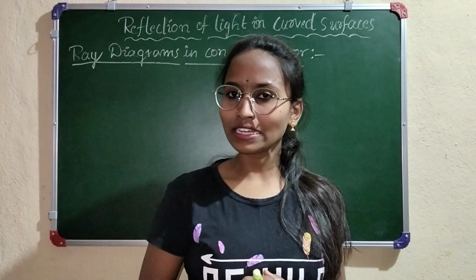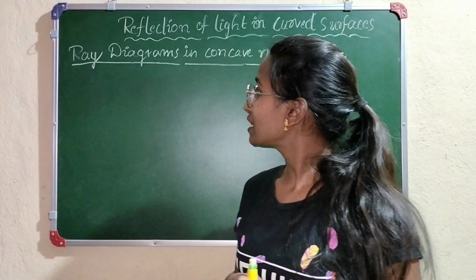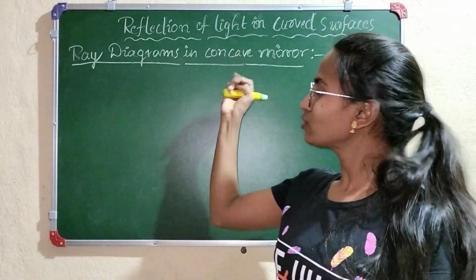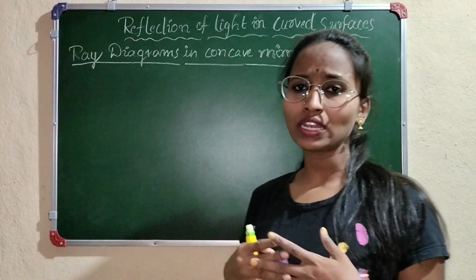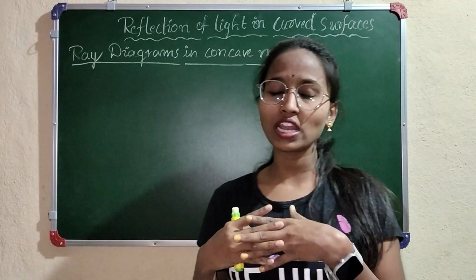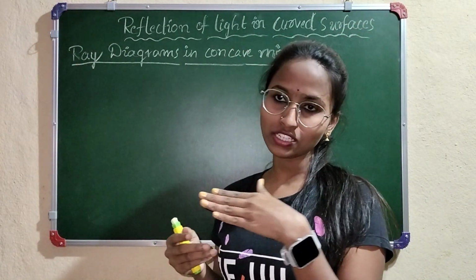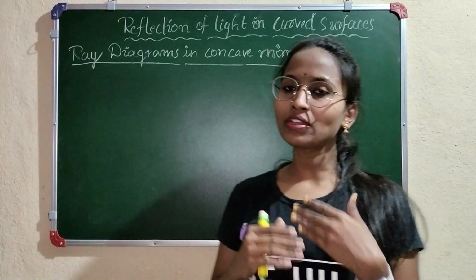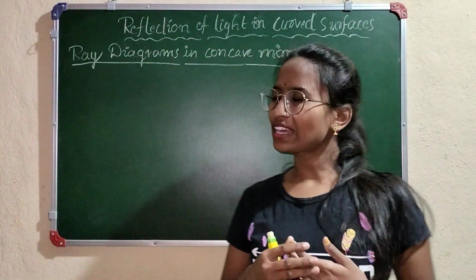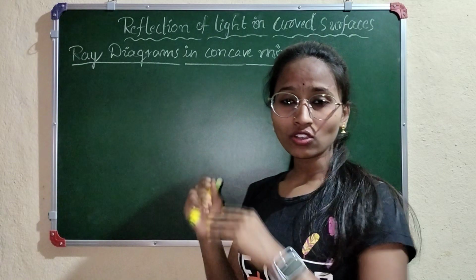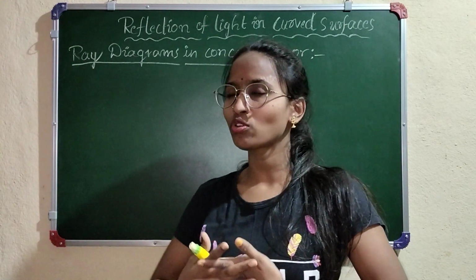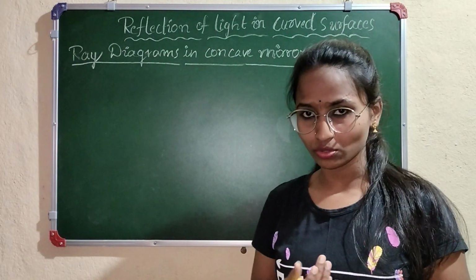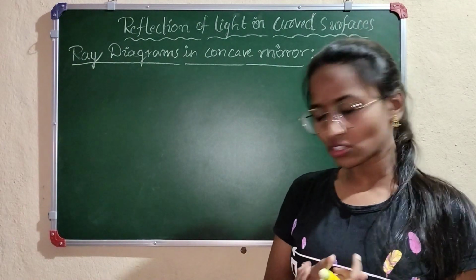Without making any delay, let me start today's topic, which is ray diagrams in a concave mirror. So we'll see the concave mirror first. In a concave mirror, how will the light ray travel, which means how will the light ray be reflected? As I already said, based on the position and the way we send the light ray, the light ray will be reflected in a different manner. For the concave mirror there are four different types of ray diagrams. We'll see those, and afterwards we can go through the convex mirror.